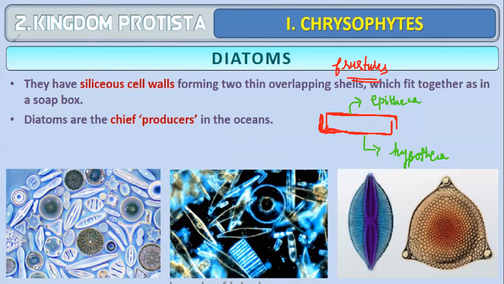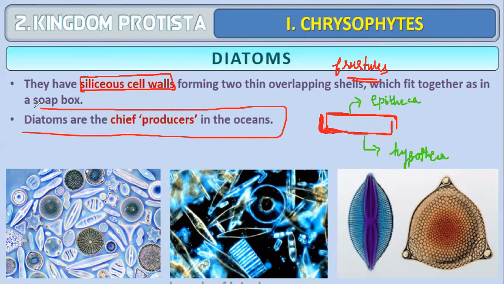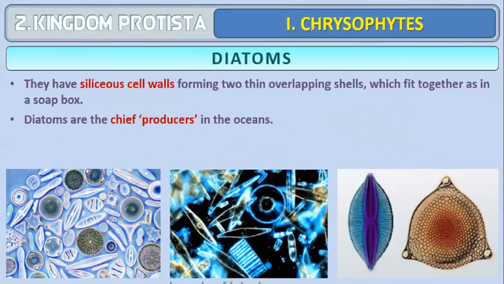So they have a siliceous deposition in their cell wall, and diatoms are the chief producers in the ocean. This is at least 10 times repeated in AIIMS and NEET questions. Bookmark this question. Diatoms are the chief producers in the ocean. They cause a condition known as what? What is the condition that they cause?